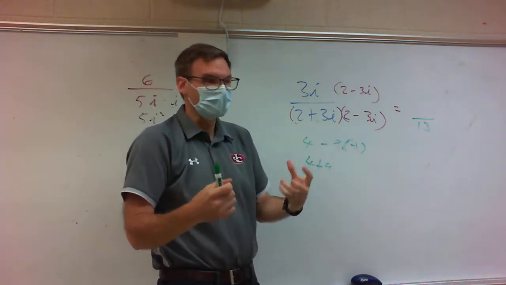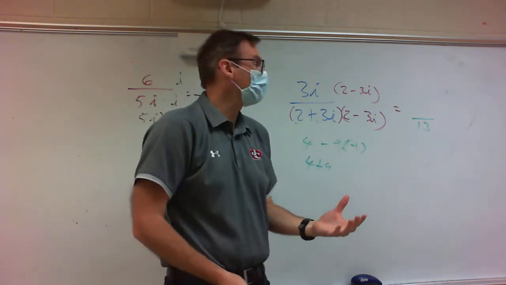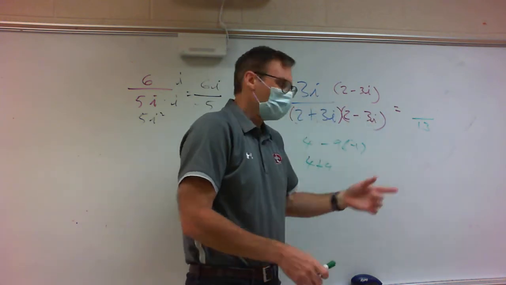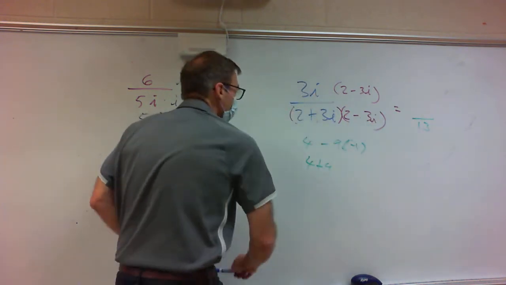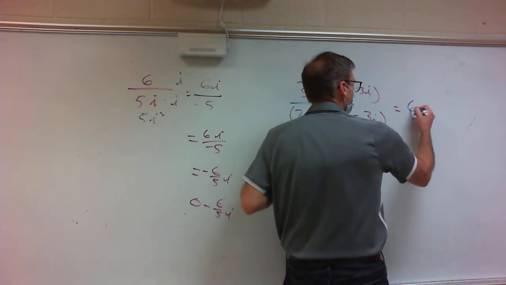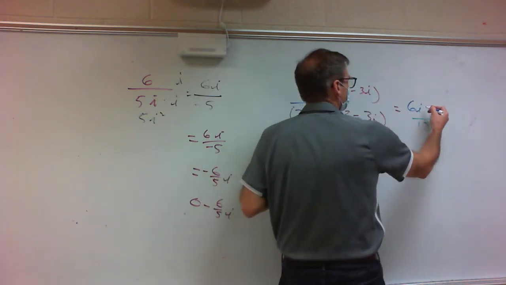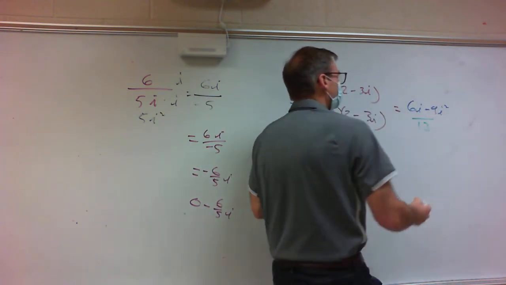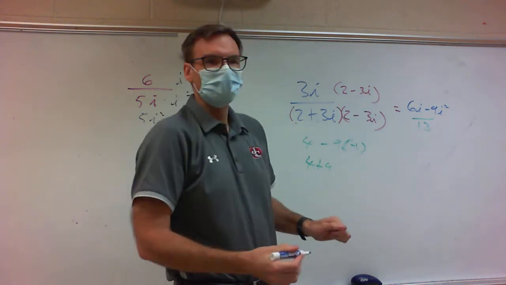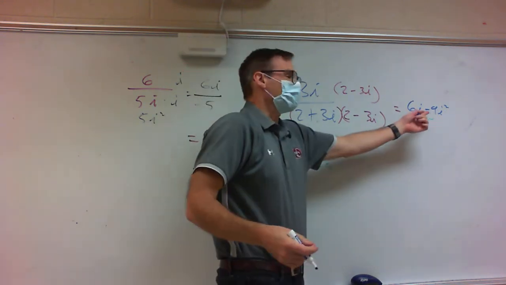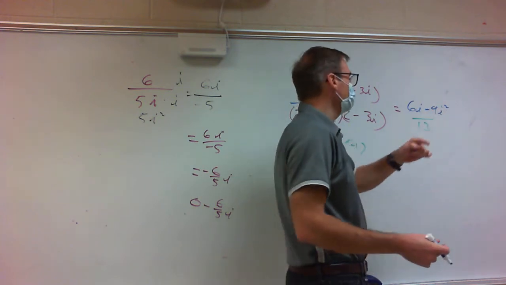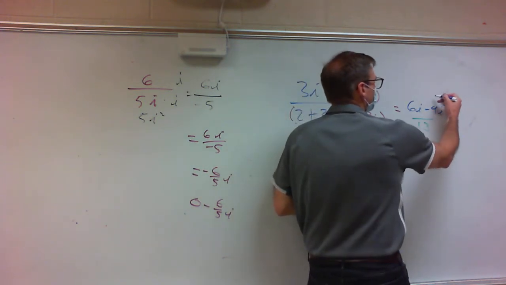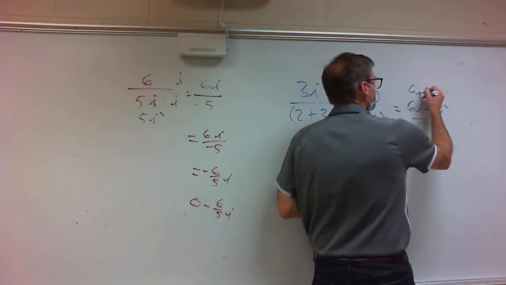That's kind of the big deal. You multiply by the conjugate, so you get rid of the i in the bottom. And then the top, you multiply. And when you multiply the top out, you're going to get that 6i minus 9i squared. But that 9i squared, we know i squared is negative 1, and so that ends up being a plus 9.